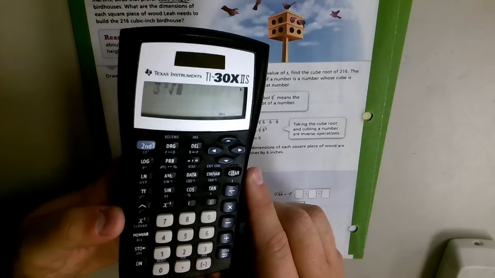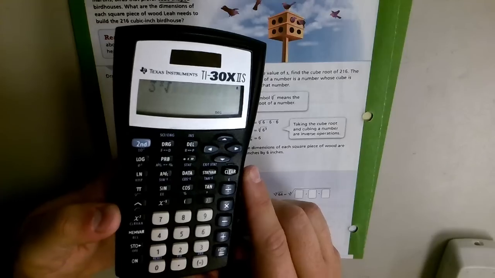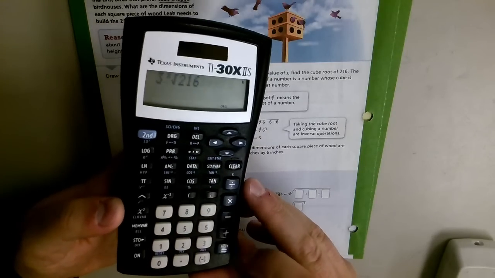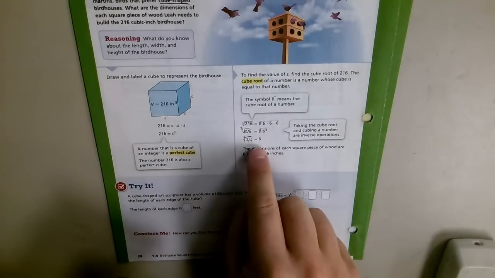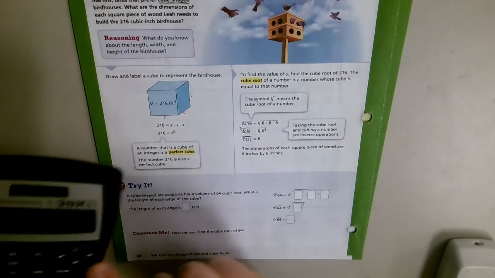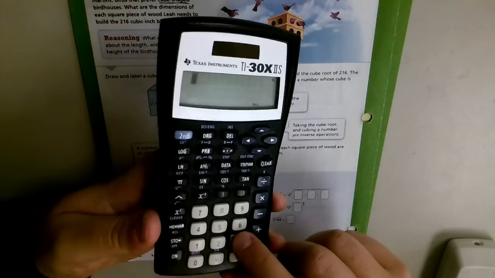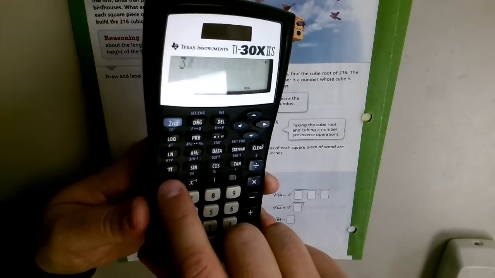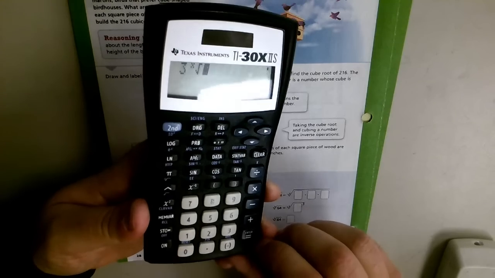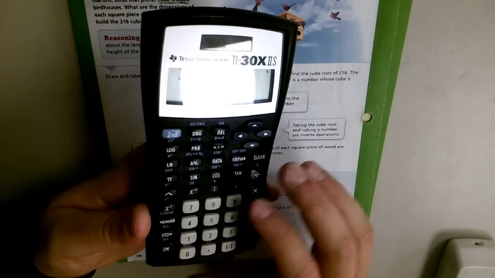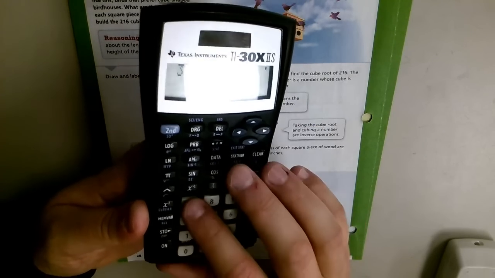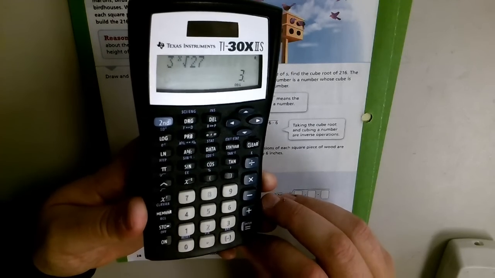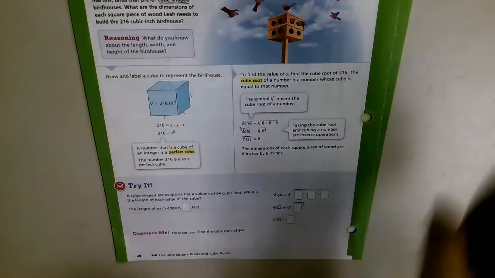Then you can just put whatever number you're trying to take the cube root of. In this case we were doing 216, and we push equals, and it should equal 6, and it does. So once again, you push 3, second, and then this caret key or this up arrow. Like I was saying before, let's do 27. If I take the cube root of 27, it should be 3. So it should look just like that.